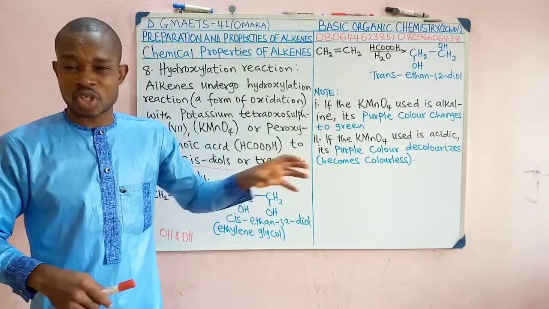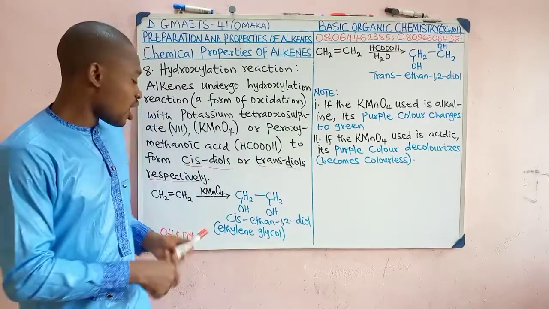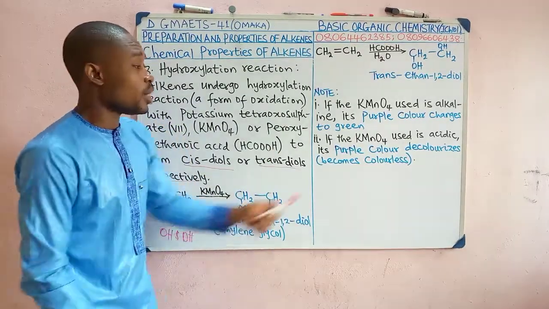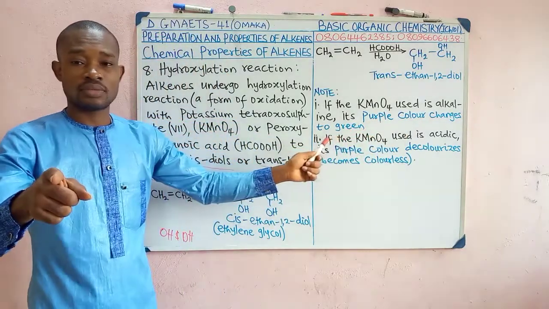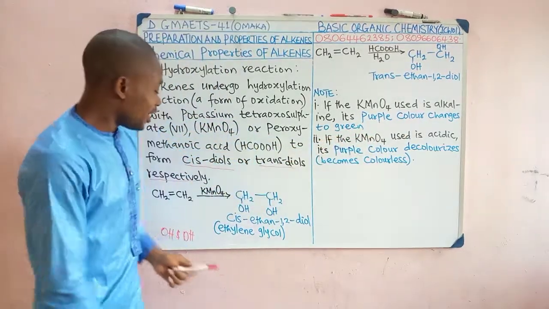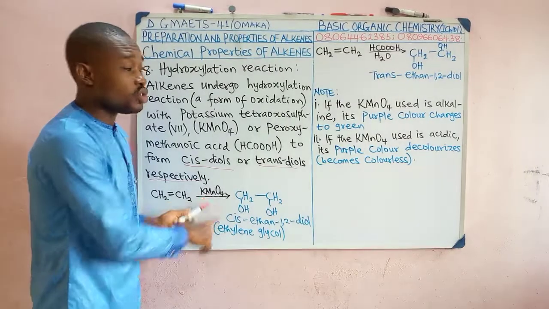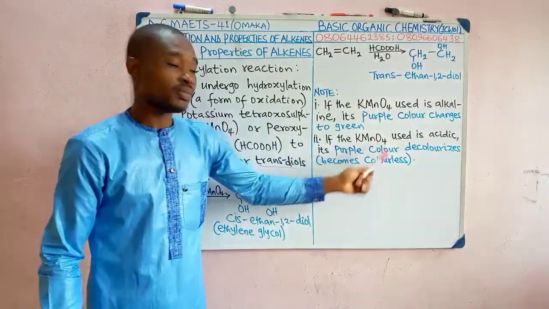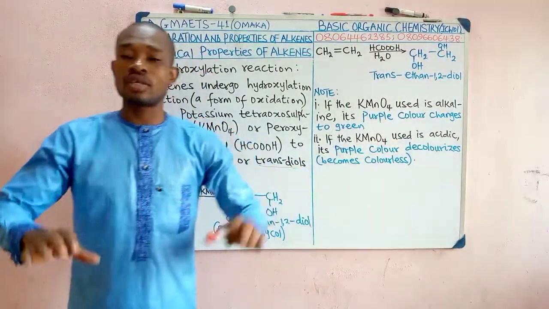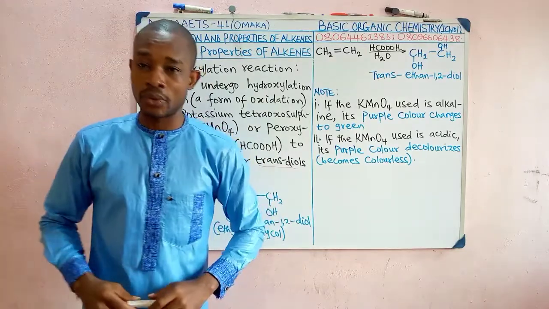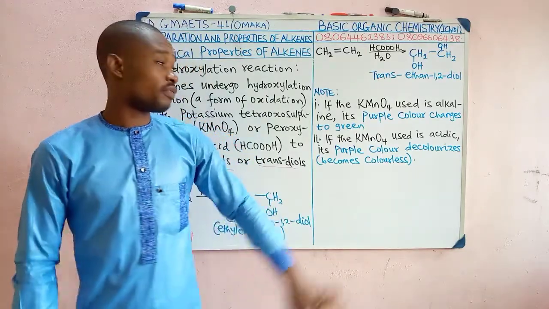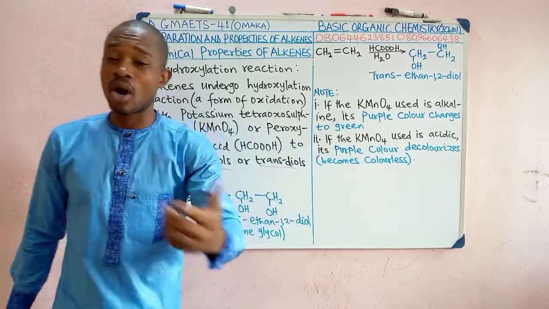The color of this potassium permanganate is purple. But if it is alkaline solution that you used here, the purple color will change to green. But if the potassium permanganate you used here is acidic solution of it, its purple color will become colorless when the alkene passes through it. So take note of this. Refer to it also as a test for alkenes.